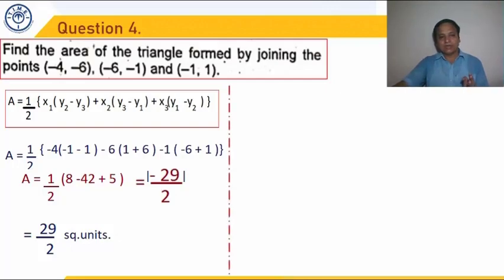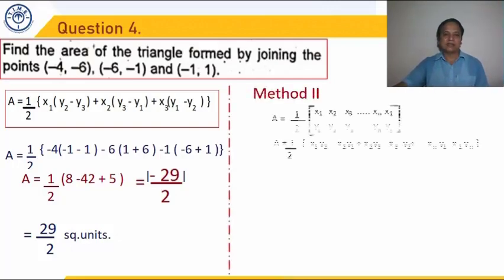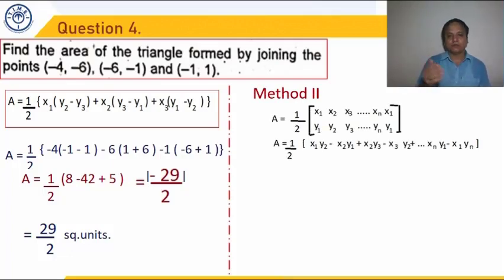Now we solve this question by the second expression also. We write method second. We use this formula. Let's see, this formula works for a polygon with 3 vertices, 4 vertices or 5 vertices.